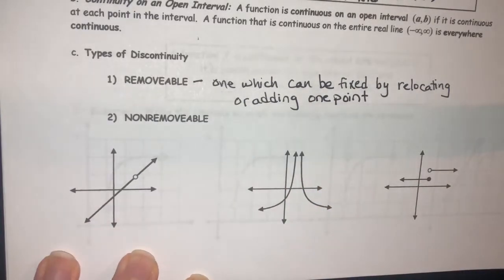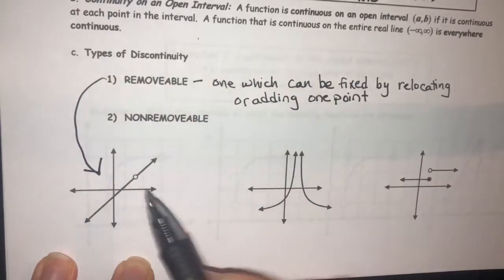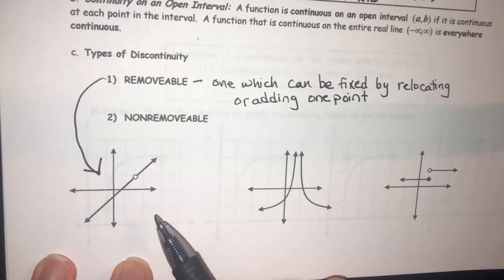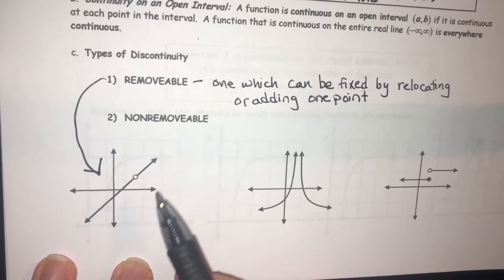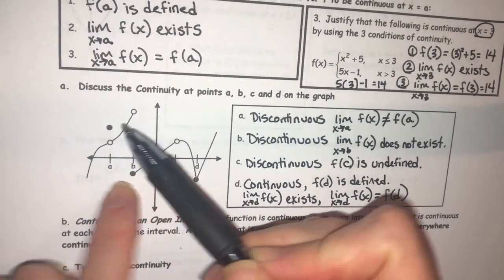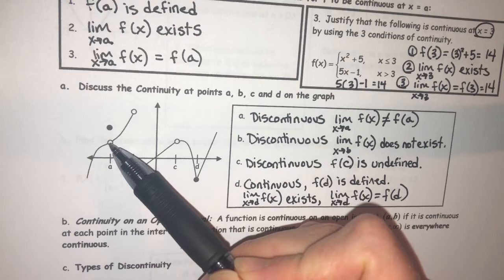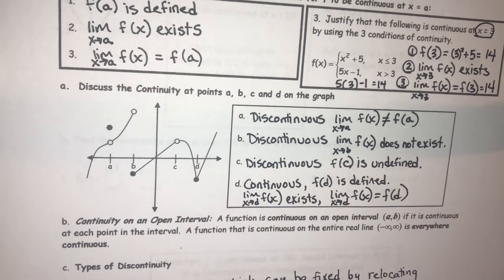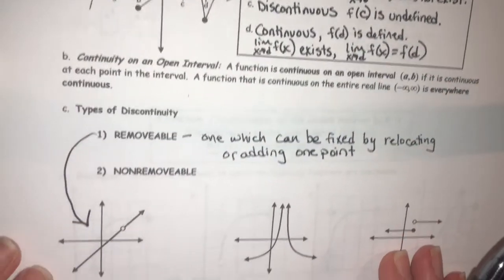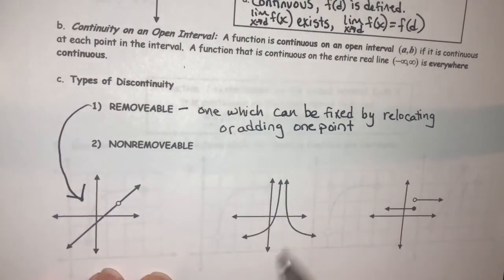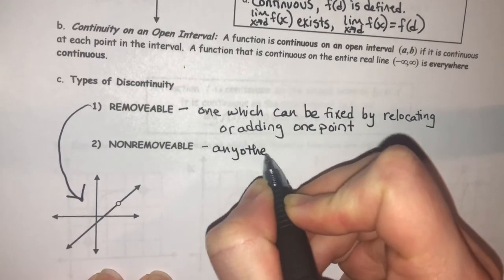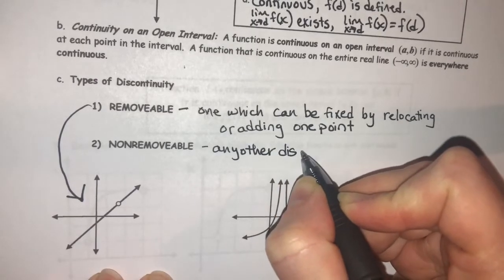So a removable discontinuity would be like this first picture right here, because there's a hole in the graph, so all you'd have to do is plug the hole with one point and it would be continuous. Or similarly, when we looked at this graph up here at a, you don't actually have to add a point, you just need to relocate this point, slide it down into that hole, and then it would be continuous. So that is considered to be a removable discontinuity. Basically, a non-removable discontinuity is any other discontinuity, everything else.